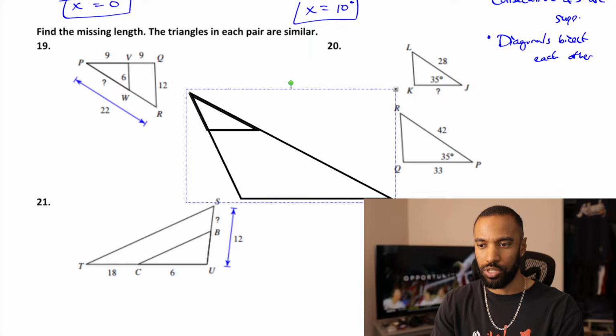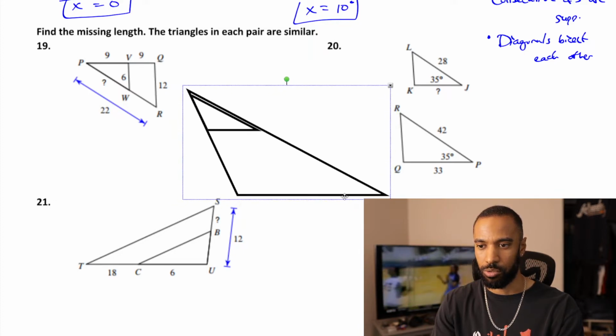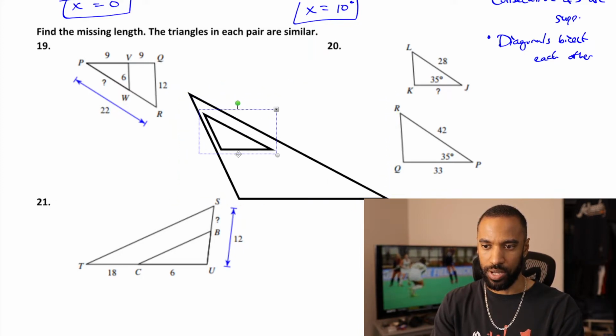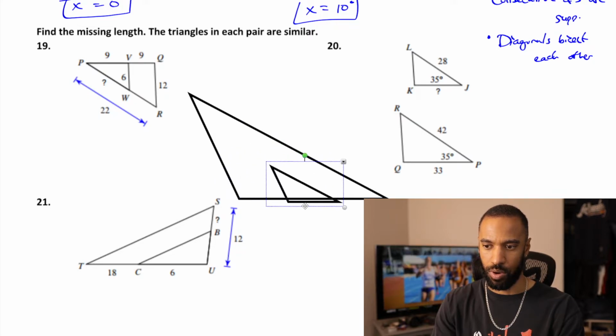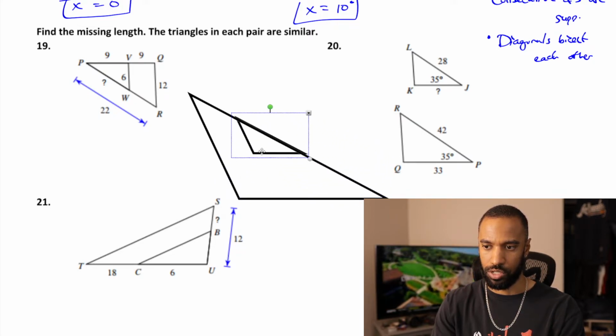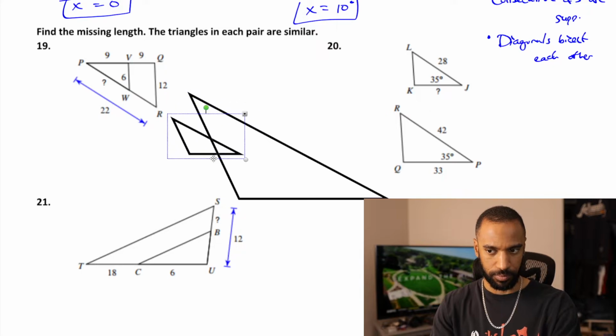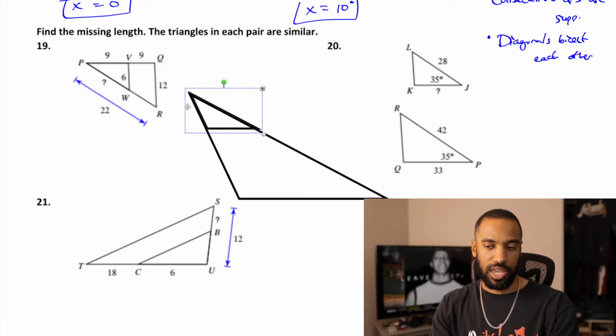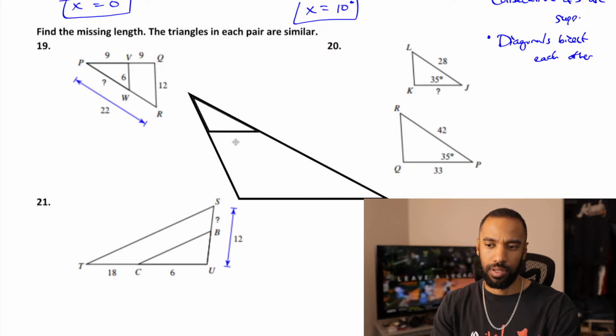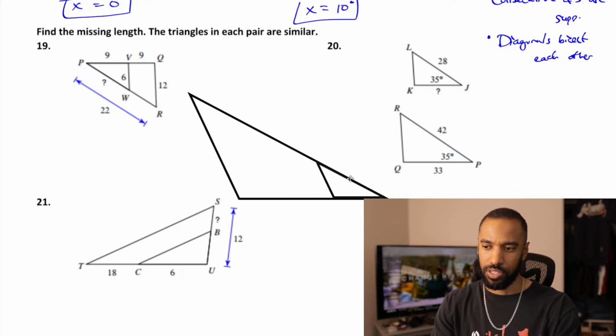I guess it's not truly similar here. There we go. That's a little better. Maybe this is like 1, 2, 3 times its size, right? 1, 2, 3, 1, 2, 3, 1, 2, 3 times its size. Great. The angles stayed the same. This angle is the same. This angle is the same. This angle is the same.